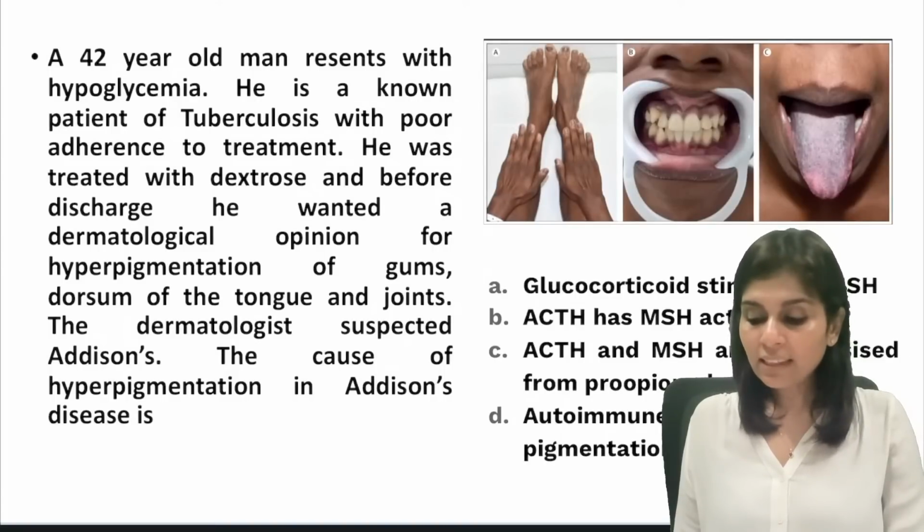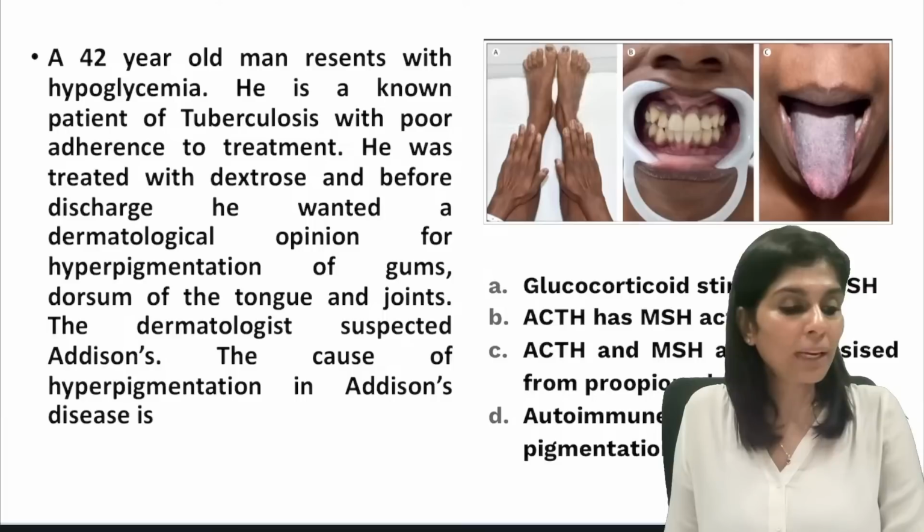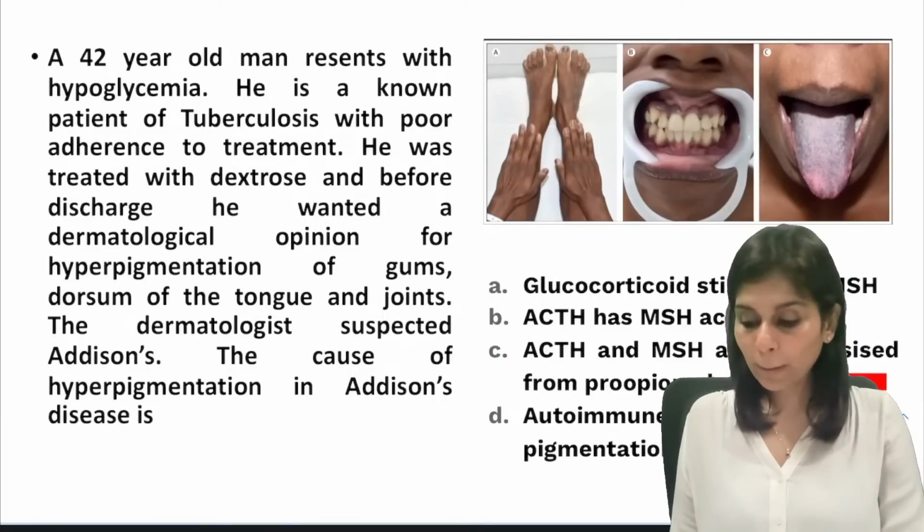So what is the reason here? The reason here is ACTH and MSH are synthesized from pro-opiomelanocortin. Answer is choice C. Okay.